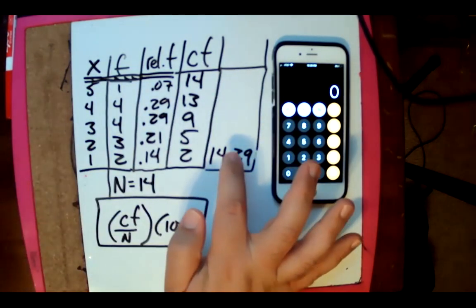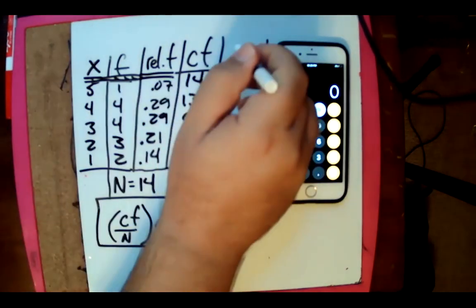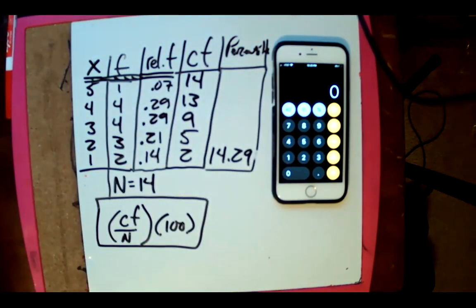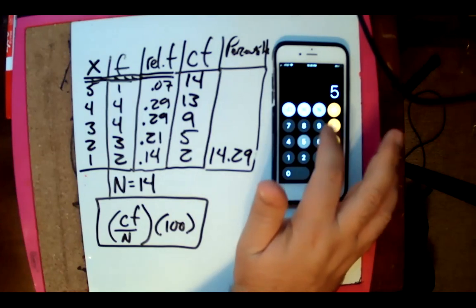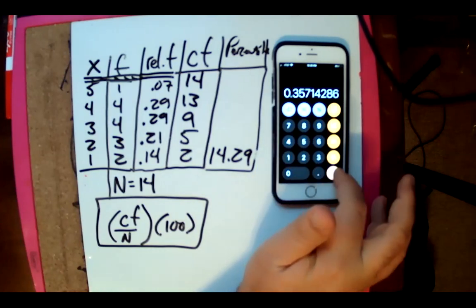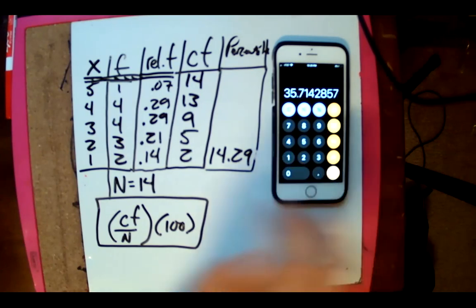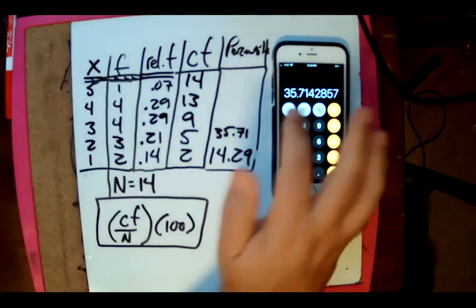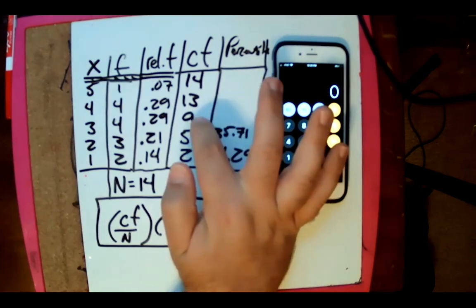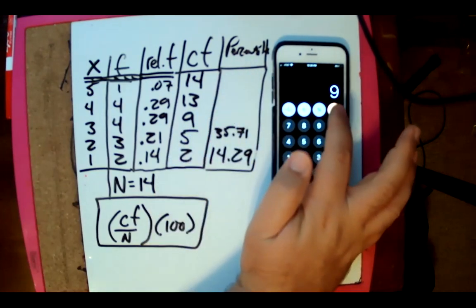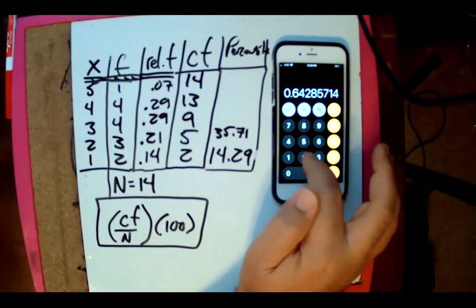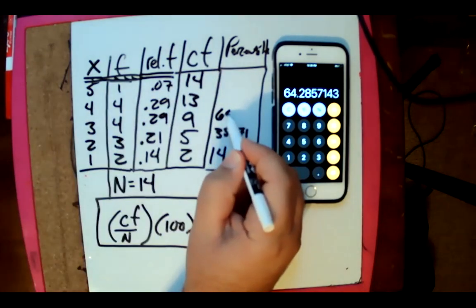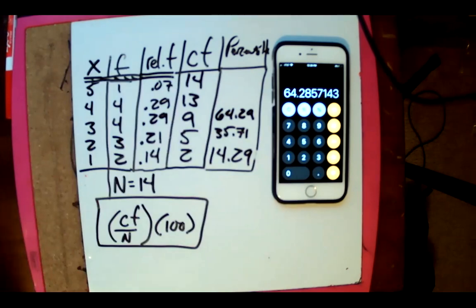Now let's keep moving up. We're going to keep moving up this table until we're done. And here I'm going to put percentile. That's really sloppy. Okay, so next we do 5 divided by 14, multiplied by 100, which is 35.71. Okay, now we're going to keep going. So next we have 9. We do 9 divided by 14, which gives us 0.64, times 100, 64.29. There we go.